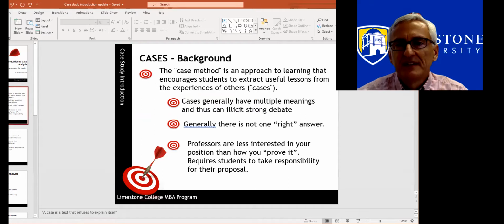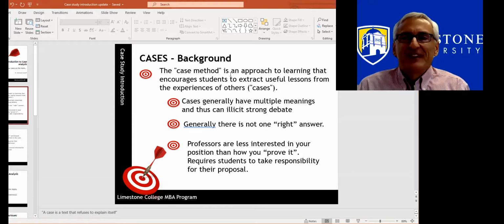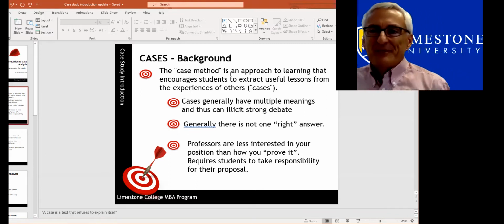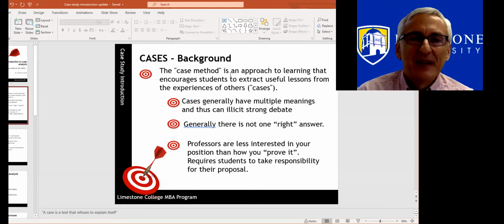Again, this is not specific to any class, this is all classes. Basically, the case study is a method designed by Harvard to really teach MBA students. Most of these cases are the same cases that the students in Harvard are getting. So I guess you get the same learning that everybody gets in MBA programs.